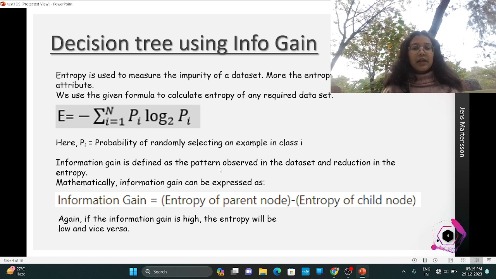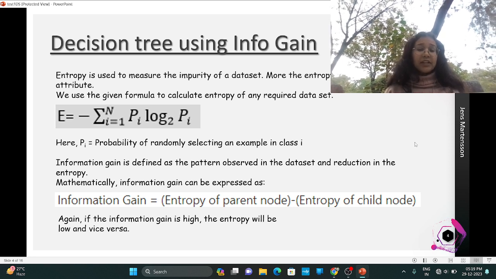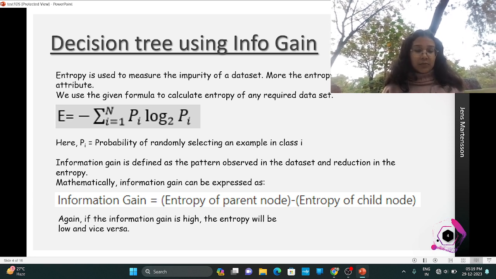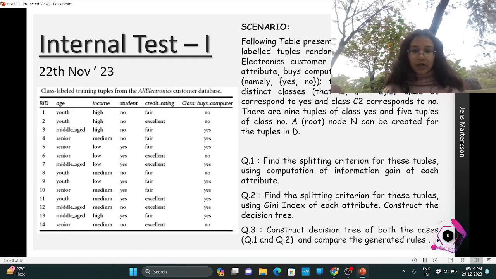Information gain is defined as the pattern observed in the data set and the reduction in the entropy. Mathematically, information gain can be expressed as: information gain equals entropy of the parent node minus entropy of the child node. Again, if the information gain is high, the entropy will be low, and vice versa.